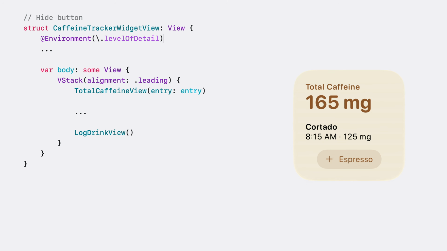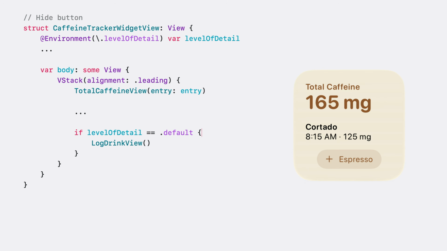First, I'll add this environment property, Level of Detail, to my view. Level of Detail can be one of two values. Default is the normal level of detail expected of widgets. On visionOS, widgets are shown in the default level of detail when they are at a comfortable distance. If the widget is physically far enough away, the level of detail changes to Simplified, providing an opportunity to display a simpler, more easily glanceable representation of the widget.